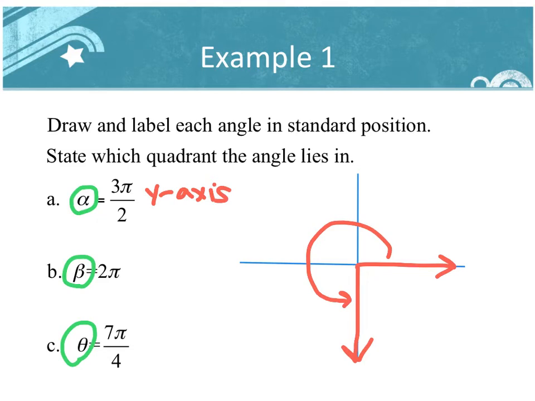All right, so B. Standard position starts again here. This time 2 pi goes all the way back around and finishes in the same spot. What quadrant's that? X-axis.